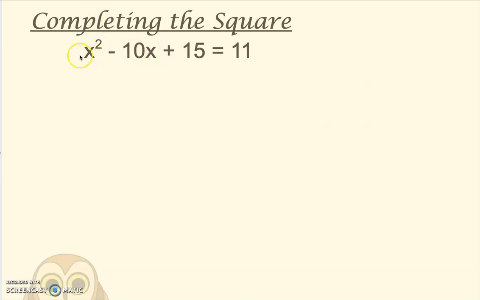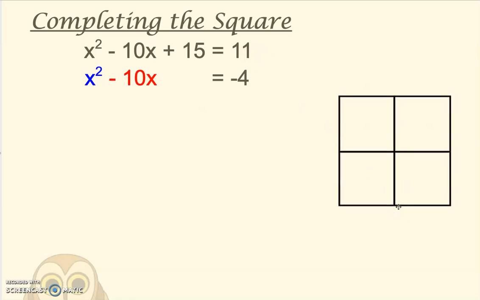So when you complete the square, first of all, you want your x's isolated. So I want these to stay, and I need to get this 15 moved to the other side. So the x squared stays, the negative 10x stays, and I subtract 15 from both sides. And now what I want to do is complete the square. And completing the square involves the actual shape of a square. I want this x squared to be part of the inside area of the square. And I want this negative 10x to be part of the inside area of a square.